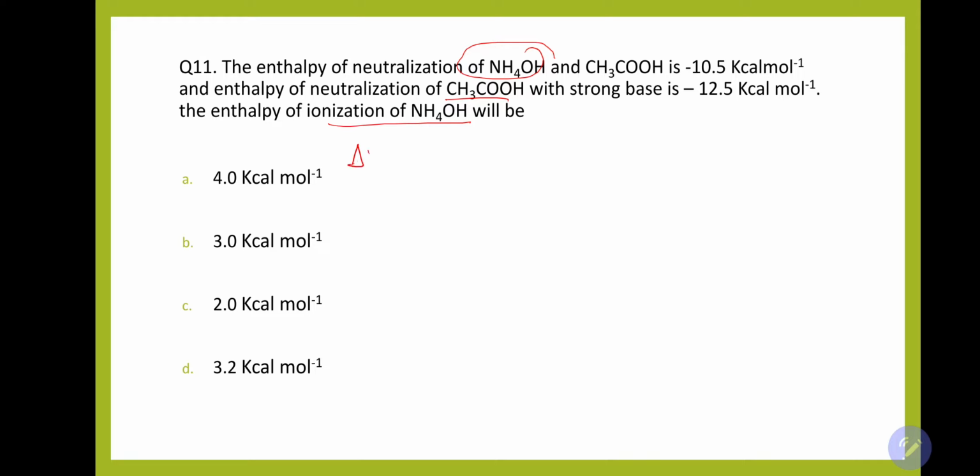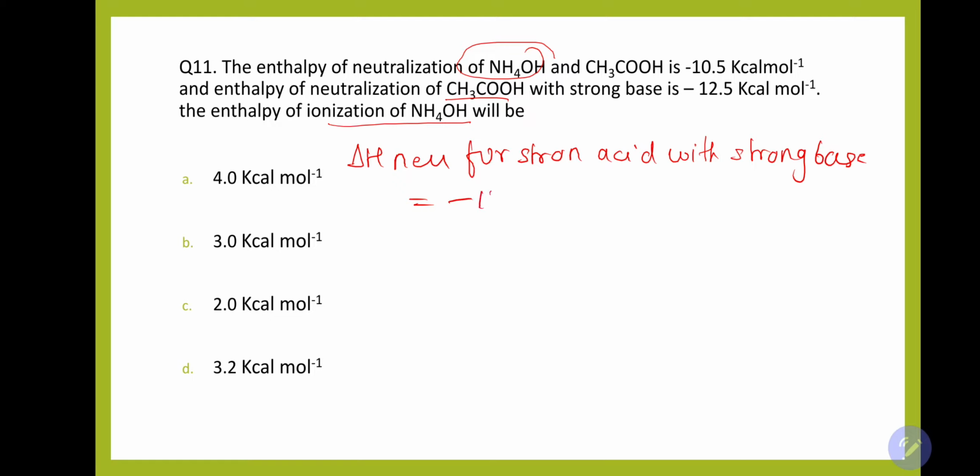Here let us see the delta H of neutralization for strong acid with strong base. It is equal to minus 13.7 kilocalories.